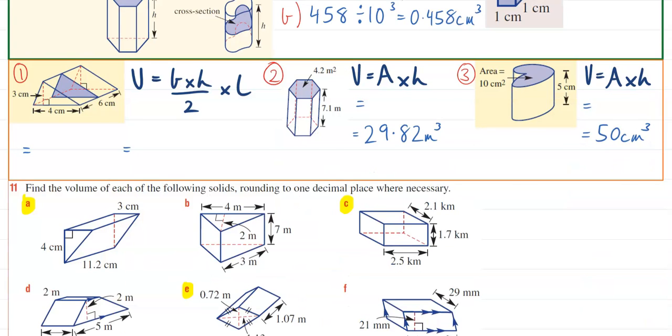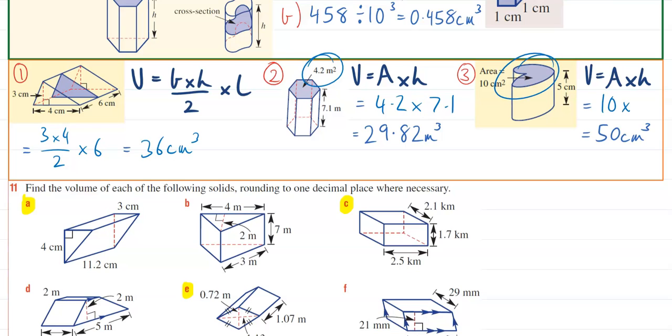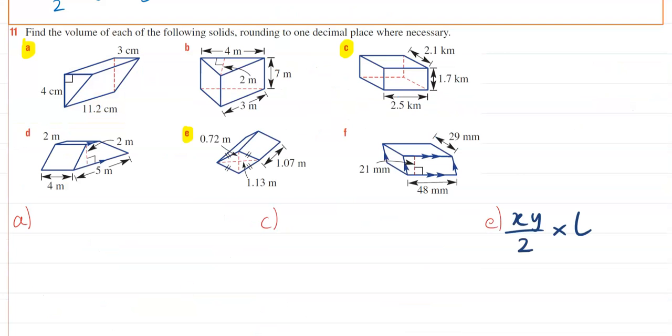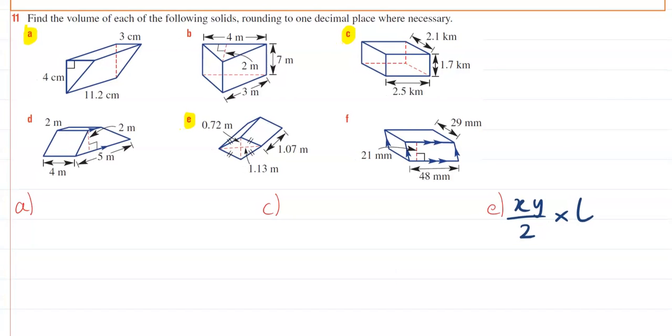So for our triangular prism here, we're going to find the area of that front face, which is going to be 3 times 4 over 2 times by 6. And that comes out to be 36 centimeters cubed. So units are really important as well. This one, we're just multiplying the cross-section area, 4.2, times our height, and that gives us 29.82. Same thing here, so the cross-section area, 10 times 5, gives us 50 centimeters cubed. So these are from the textbook, and as you can see, they're actually not too challenging.